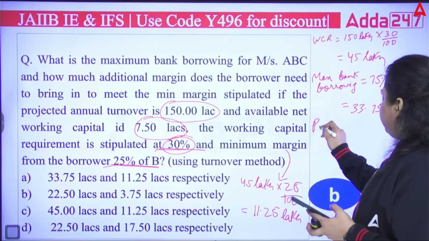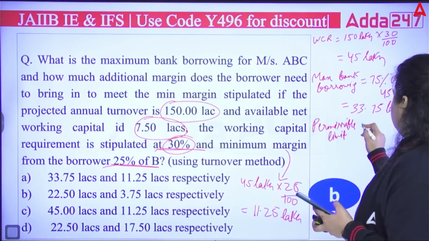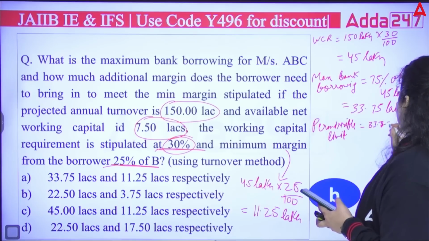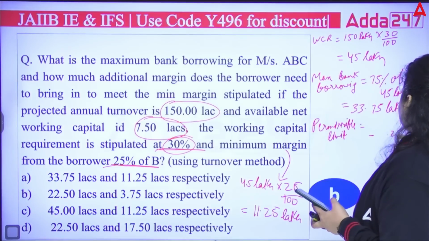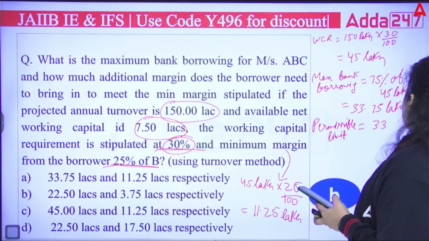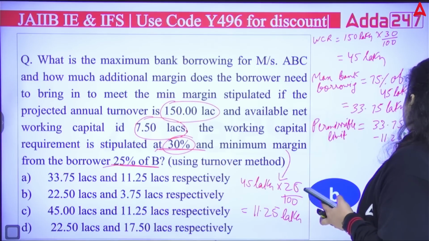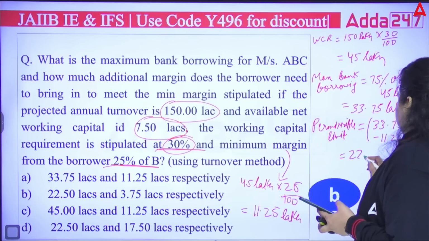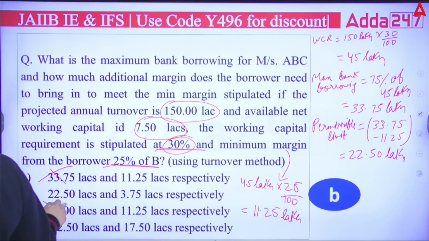Okay, so if we calculate the permissible limit, it will be calculated by 33.75 lakh minus your 11.25 lakhs. So it gives us what? Permissible credit will be 33.75 minus 11.25 lakhs, that will be 22.50 lakh. So the permissible limit is 22.50 lakh. So you can eliminate option A and option C.